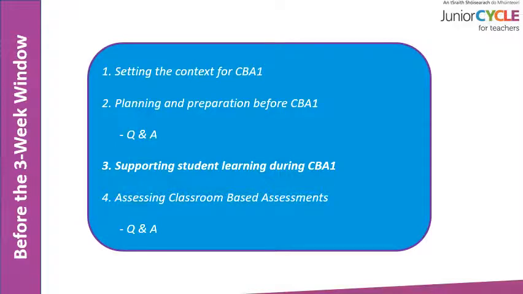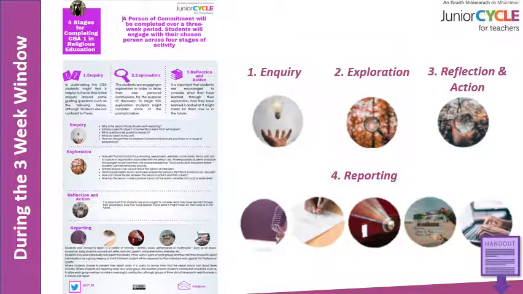We are now going to look at how we can support student learning during CBA 1. On screen is the 4 stages for completing CBA 1 poster. This poster is designed based on the 4 stages as outlined in the assessment guidelines. It can be downloaded from the assessment section of the JCT Religious Education website, and of course it's also there as a handout in this webinar. We are now going to look at these 4 stages in some more detail.